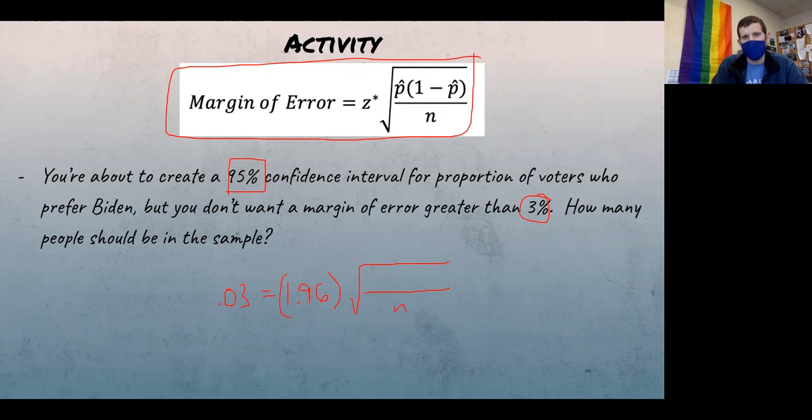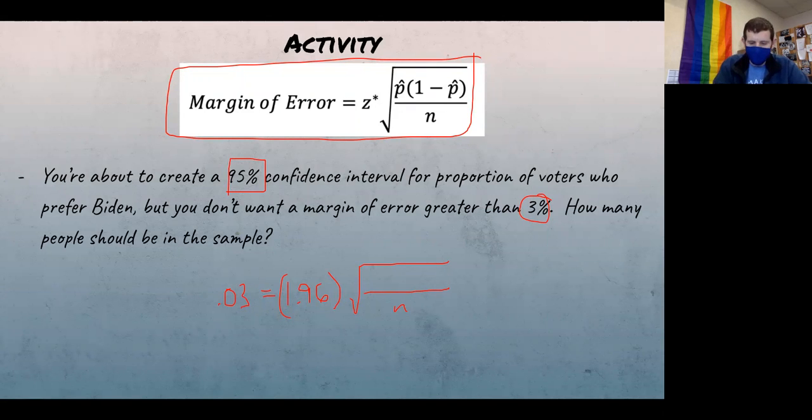Now we run into a problem because I also don't have a p-hat or a population proportion to work with. So what should we pick if we don't have anything to base this on? Any thoughts? That's a good thought, but it's not going to be that.